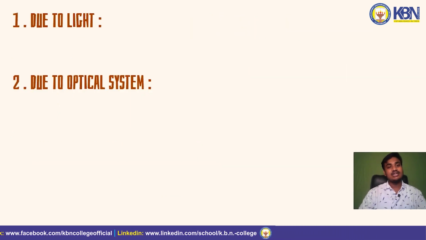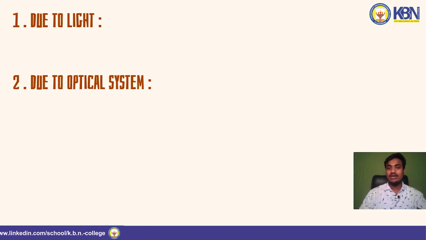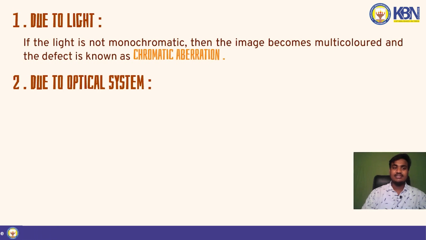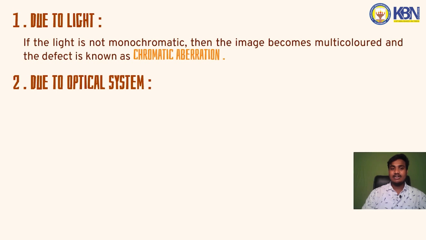Aberrations are classified into 2 categories: those due to light, and those due to the optical system. Coming to aberration due to light, if the light is not monochromatic, which means it is white light having a range of wavelengths, then the image becomes multicolored. As you know, white color is split up into 7 colors. This defect is known as chromatic aberration.